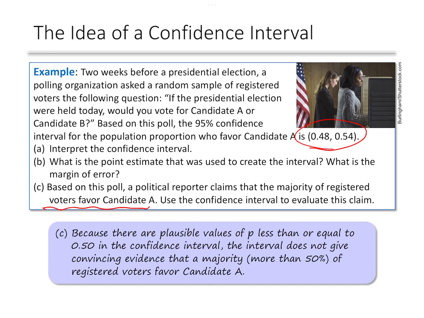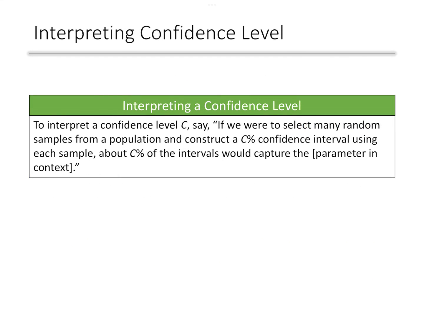Because there are plausible values of p less than or equal to 0.5 in the confidence interval, the interval does not give us convincing evidence that a majority, more than 50%, vote for candidate A. Because I have some numbers in here that are less than 50%, I would say that the claim is not very good. So it doesn't give us convincing evidence that a majority actually do. If it was 0.5 and higher, then yes, we could say that it does. Okay? That was interpreting the confidence interval.